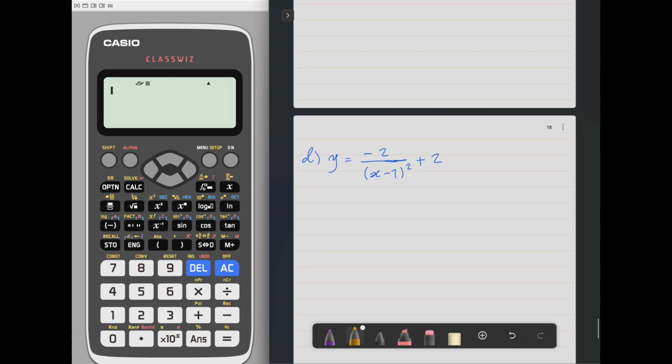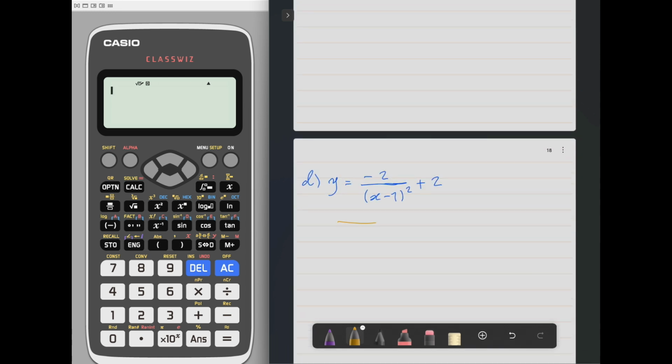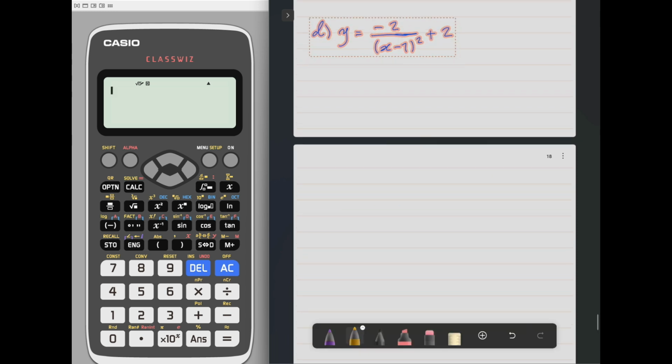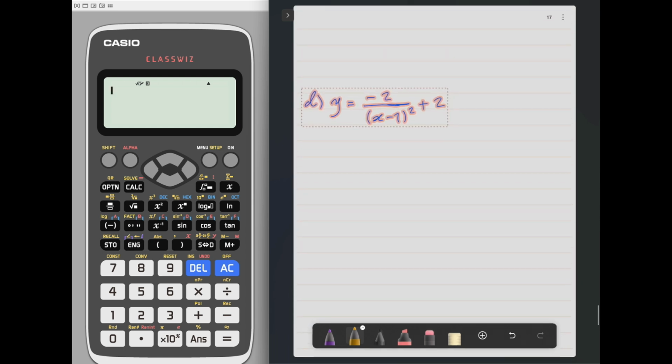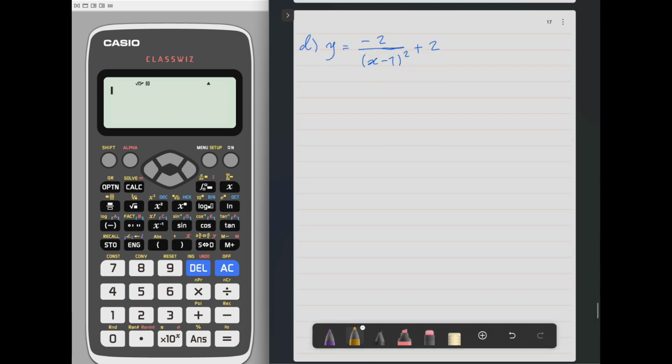And then we'll have our part D. Okay, no worries. So, again, the y-intercept: x is going to be equal to 0. So y is going to be equal to minus 2 over minus 1 squared, which is 1, plus 2. So it is going to be 0, the origin. Oh, very nice. So how do I know it is the origin?